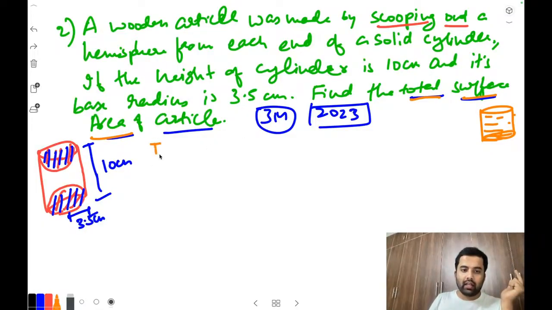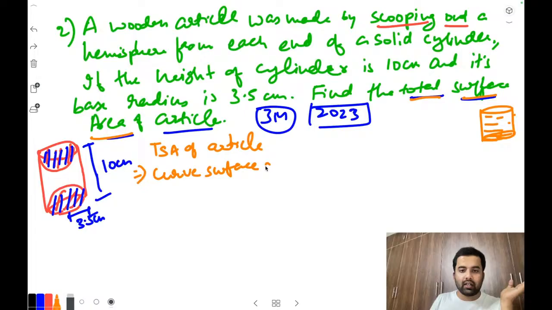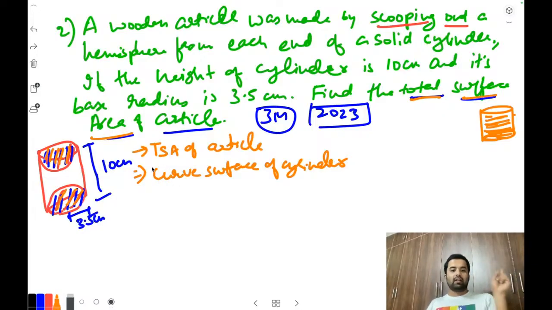So for getting the TSA of the article, what are you going to do? Can we apply this one? The curved surface area of the cylinder first. Only the side part, okay? We are not talking about the total surface area, only the side part. The inside scoop part we'll figure out later. First, finding the TSA of the article. The side part is still remaining, so for this one we will apply the curved surface area. Okay, that is done.